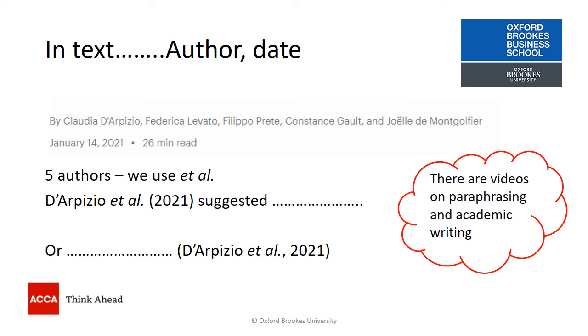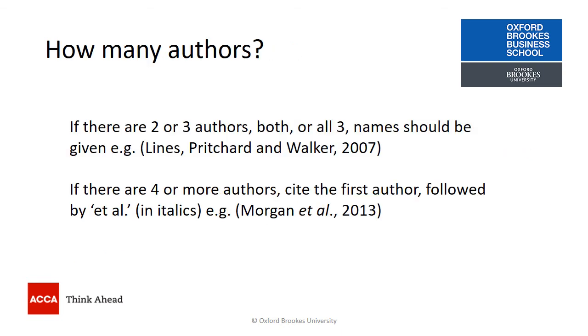So in text we include the author's surname, no initial, and the date of publication. And depending on how you approach that, it's whether or not it all appears in brackets or just the date appears in brackets. So as I mentioned, if there are 2 or 3 authors, both or all 3 names are given. So for example, Lines, Pritchard and Walker. Or if there are 4 or more, we use the phrase et al. It's just because with 4 or more authors' names, the work becomes unwieldy to read.